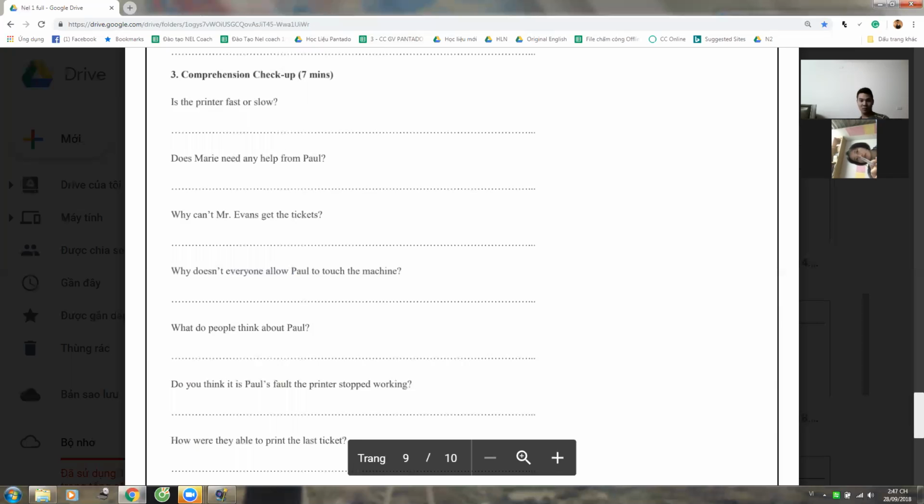Does Marie need any help from Paul? Marie needs Paul to stay away from the printer. No, okay, listen. Did Marie need any help from Paul? I know she doesn't really want Paul near the printer. Yes or no? No, she doesn't. Okay, she doesn't need any help from Paul. Paul needs to stay away from the printer.